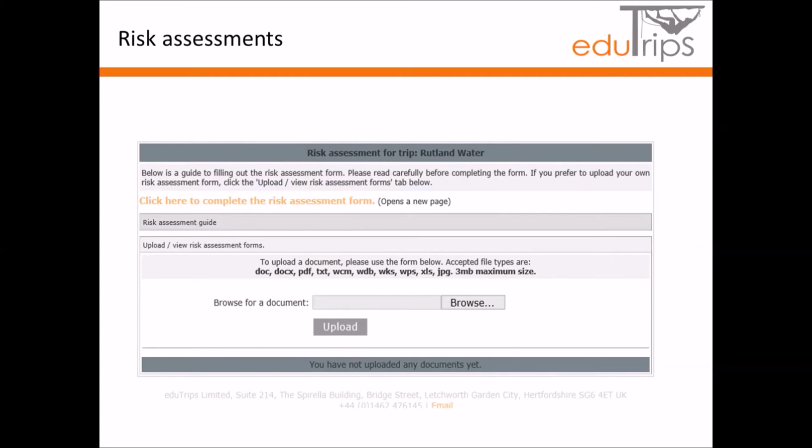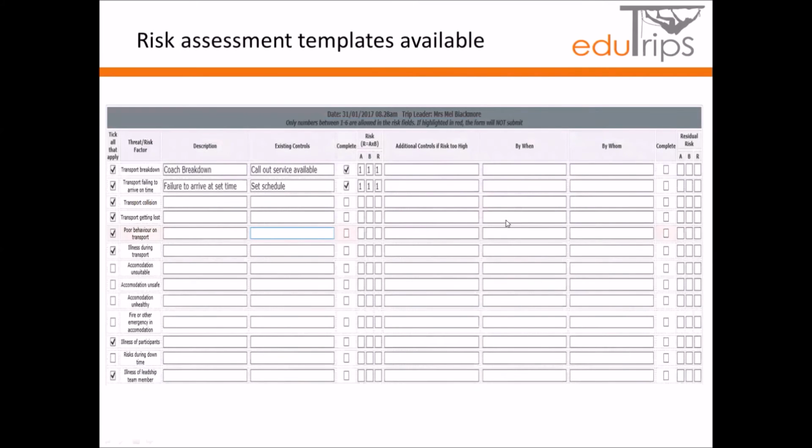Now, this system is based on a British standard for health and safety and quality called BS 8848, which is a standard for organising trips safely. So at the very heart of this system is a risk-based tool, and as part of that we can provide risk assessment templates for you, and this is a main one, which is a generic risk assessment form, but you can upload your own risk assessment documents if you wish.